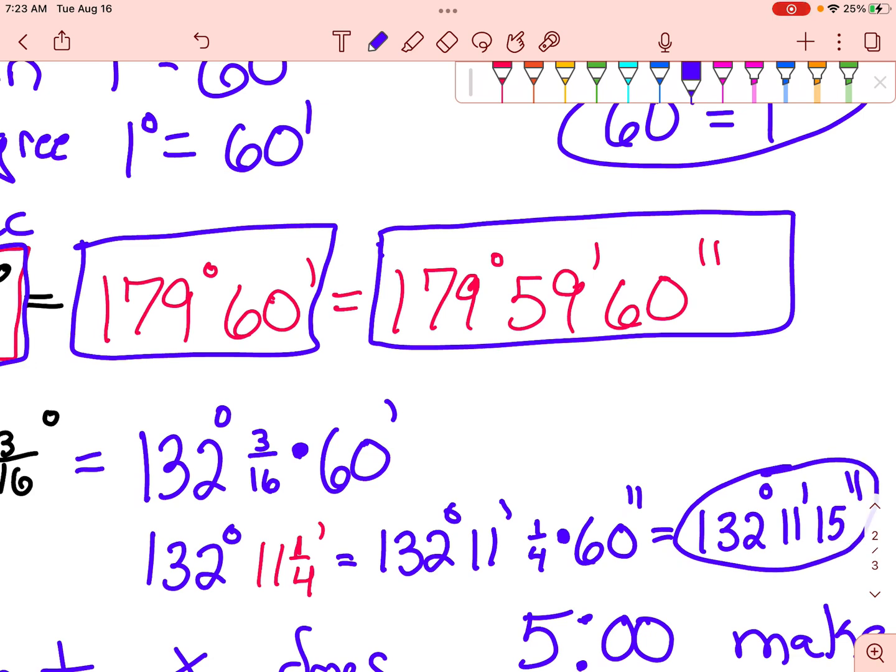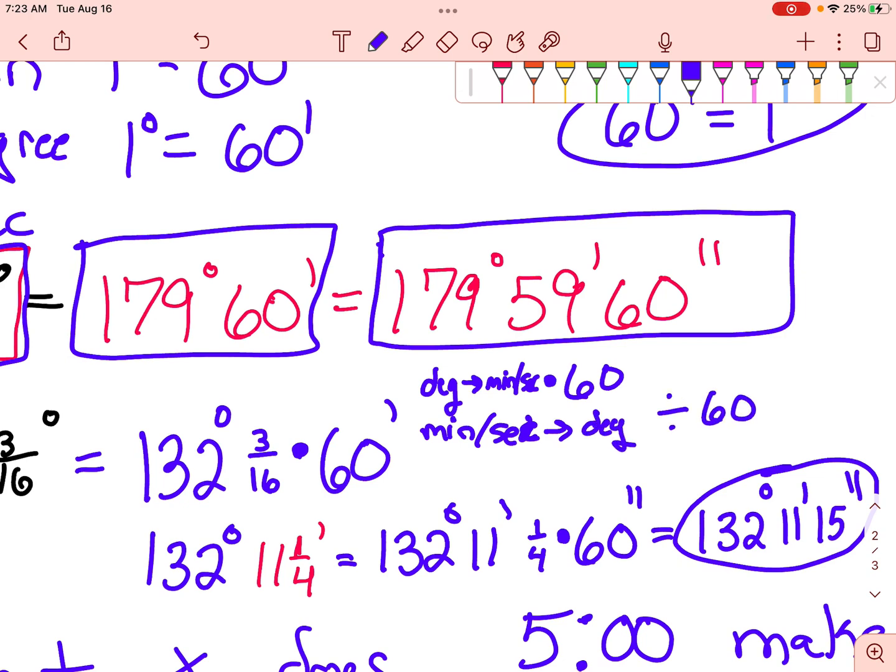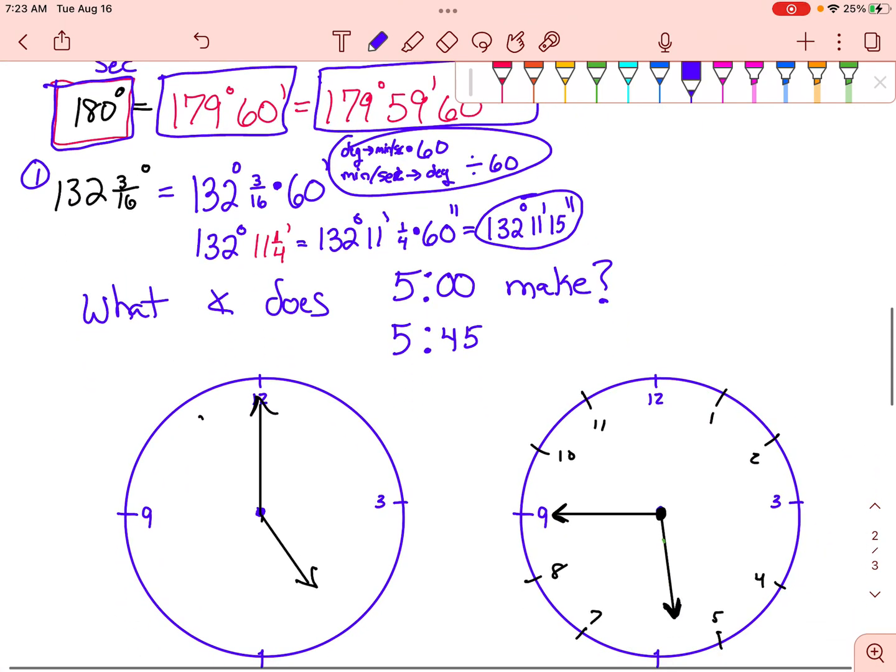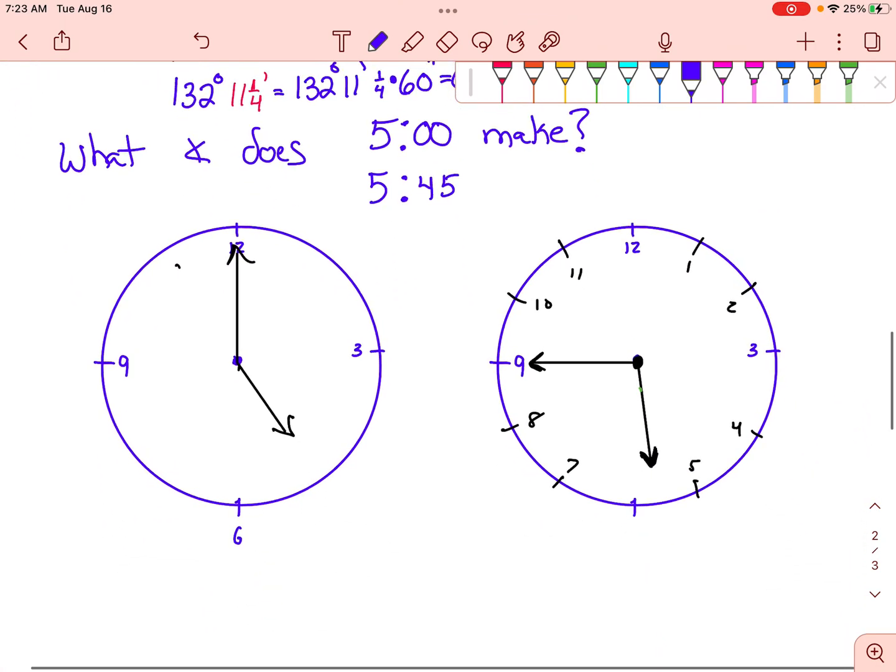Okay? When you are converting from degrees to minutes and seconds, all you do is multiply by 60. So to go from degrees to minutes and seconds, you multiply by 60. To go from minutes and seconds to degrees, you actually divide by 60. Okay? And then the last thing we're going to talk about is something called a clock problem.